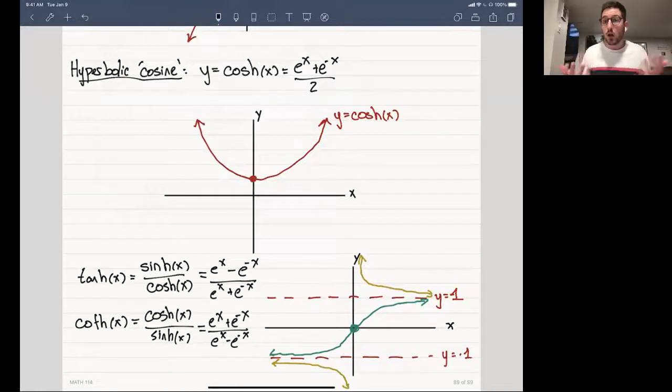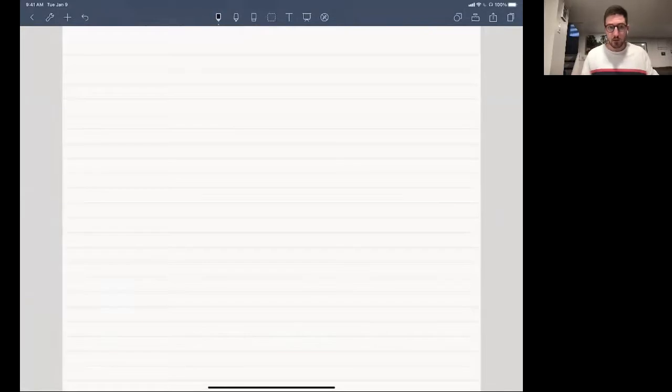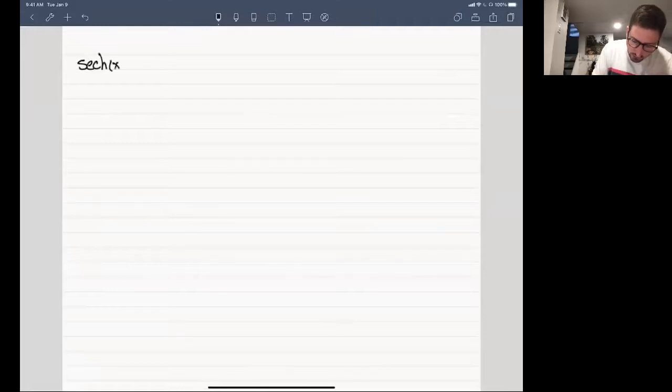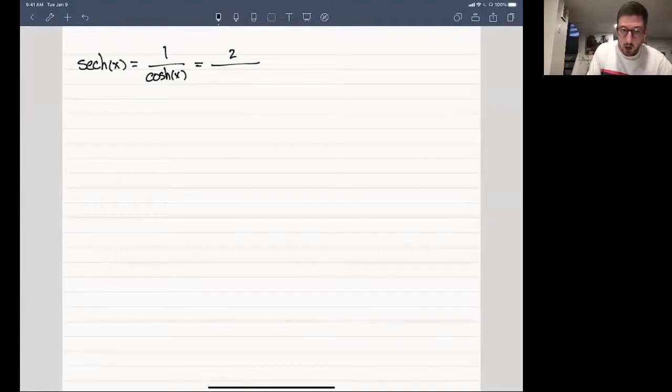Okay, then of course there's two other main hyperbolic trigonometric functions that you can define. The first of which is the secant function. So this is sech of x. This is hyperbolic secant. This is given by 1 over cosh of x, which if you take your cosh function with the exponentials, the 2 now goes on the top because you're inverting the fraction, and you get 2 over e to the x plus e to the minus x.